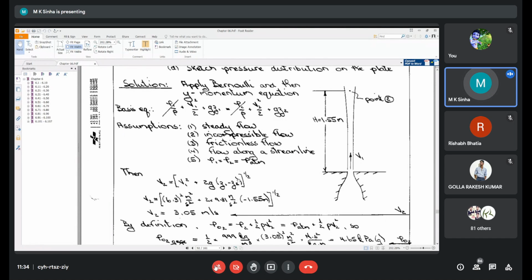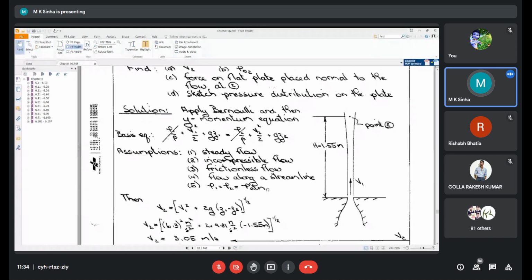So see here, that is given, how it is injecting, the 1.55 meter.